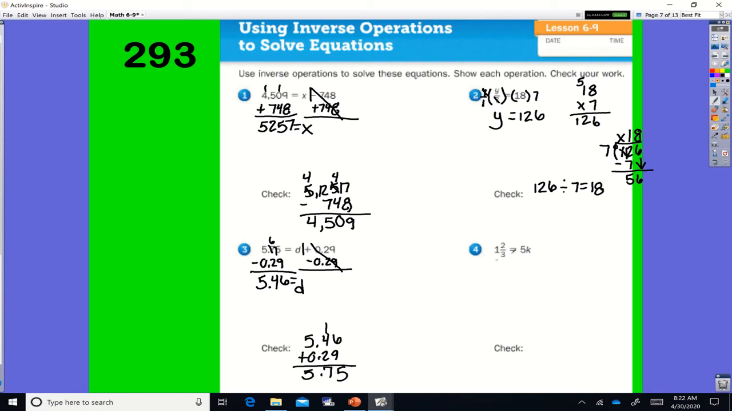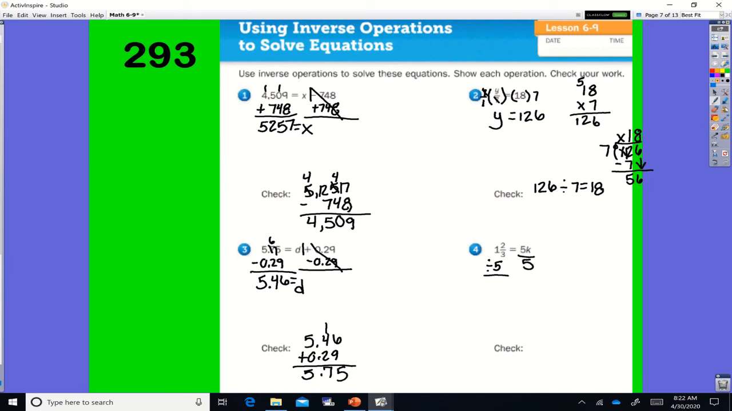Number 4, don't have the distributive property. They already combine like terms on both sides. The variable is on one side. We don't have a variable on this side. Now we have to move this 5 to the opposite side. Now if this is 5 times k, or 5 times a number, since we're multiplying now, we have to divide. So we're going to divide 1 2/3 by 5.